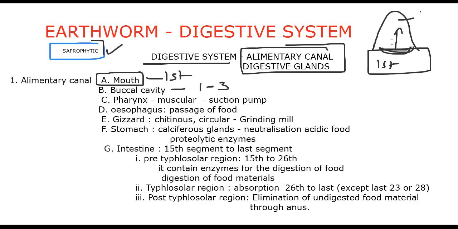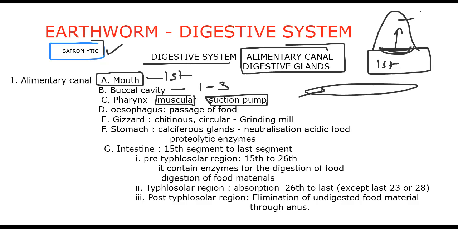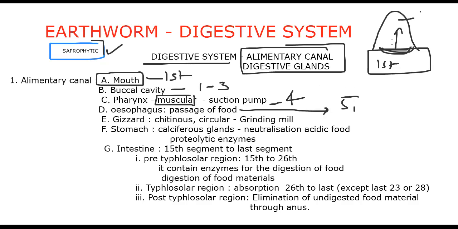Next, the muscular pharynx, which acts as a suction pump to take in the food material. The intake of food material is possible by the suction activity of the pharynx in the case of earthworm. That is to be remembered, and it is present in the fourth segment. The next is the esophagus, present in segments 5, 6, 7. That is for the passage of food material from pharynx to gizzard. The pharynx opens into the esophagus, and the esophagus opens into the gizzard.